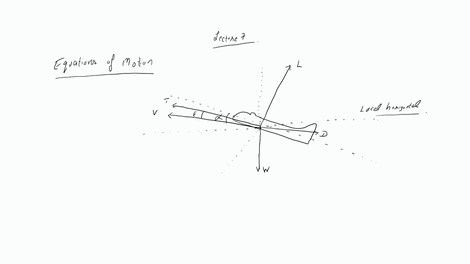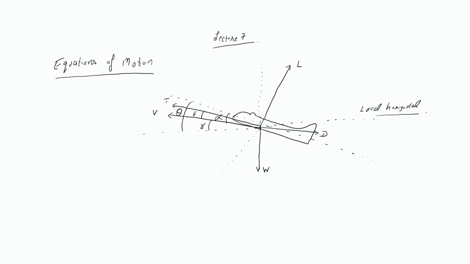Now let me define a few other angles here. The direction in which the aircraft is going is represented by this angle. This is gamma, the angle between the velocity and the horizontal. And the orientation of the aircraft is represented by this total angle, alpha plus gamma, which is represented by capital theta.